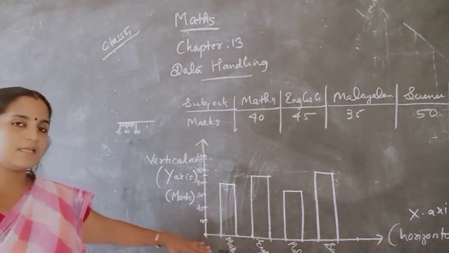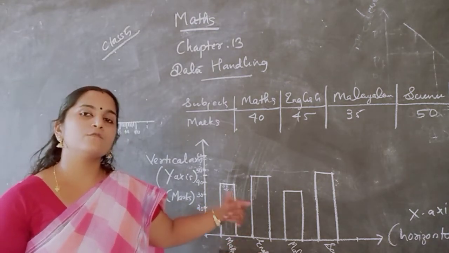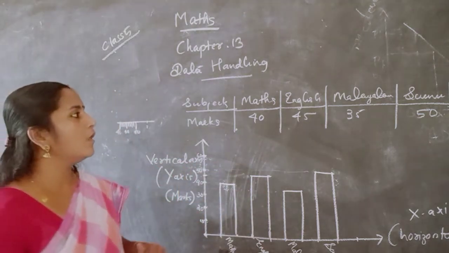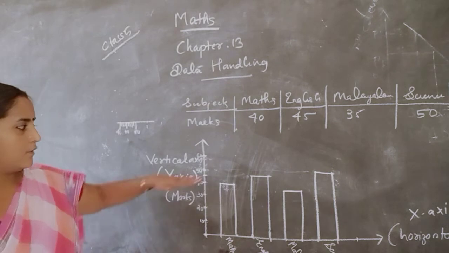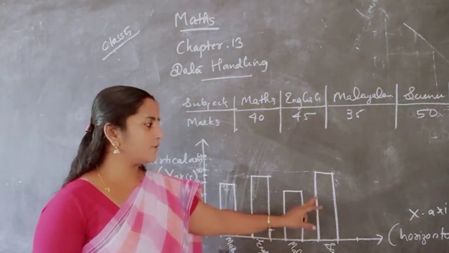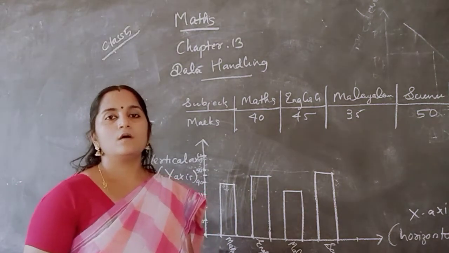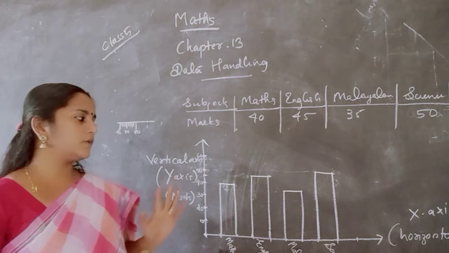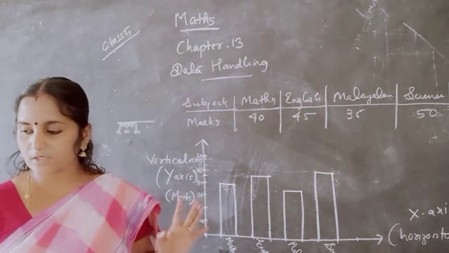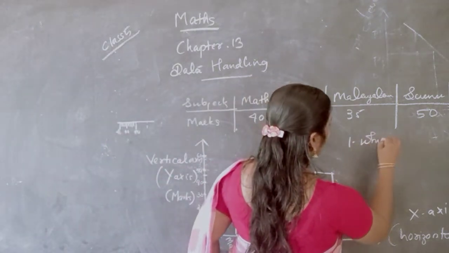We can easily identify which subject scored full marks or the highest mark, and which one scored the lowest mark. From this, it is clear. Suppose the first question is which subject scored the highest mark and which one scored less mark. That's the question.